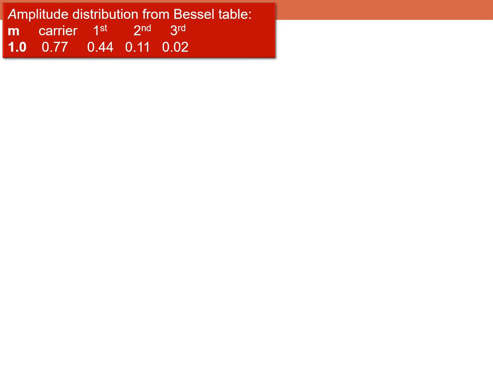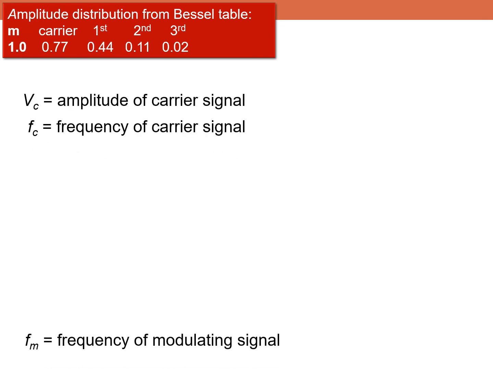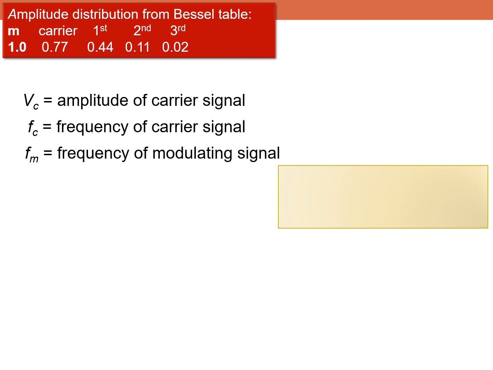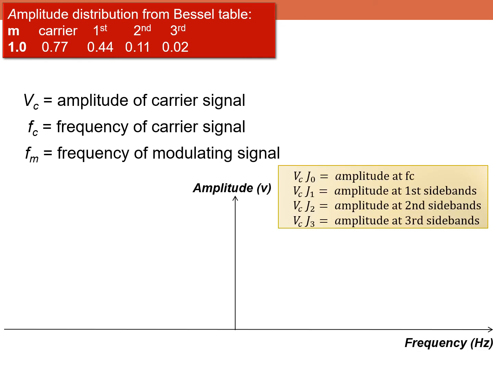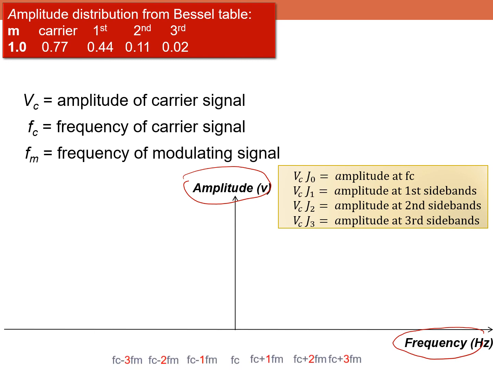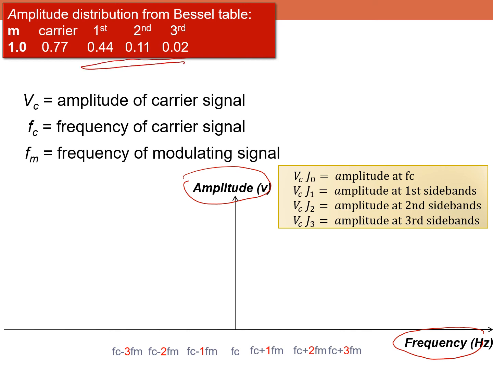So here is how we'll generate the frequency spectrum. So we have the y-axis in amplitude and the x-axis in frequency. Because it has 3 sidebands, so here we have 3 upper sidebands and 3 lower sidebands.